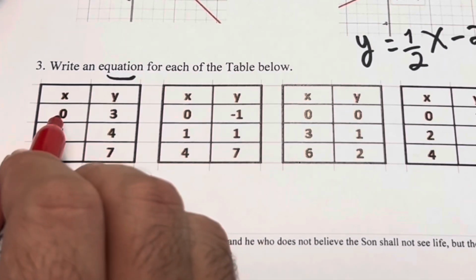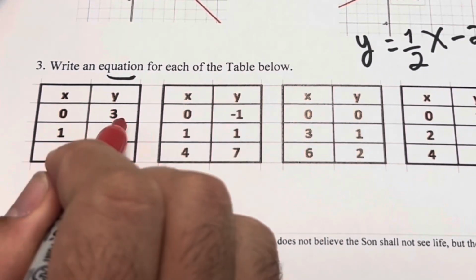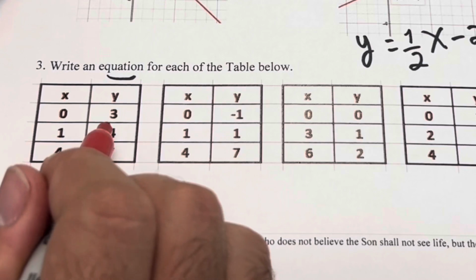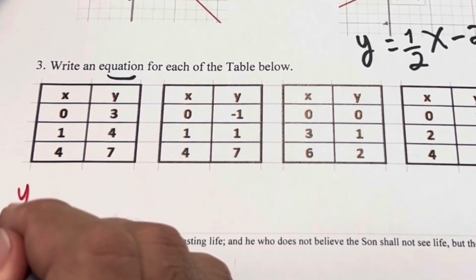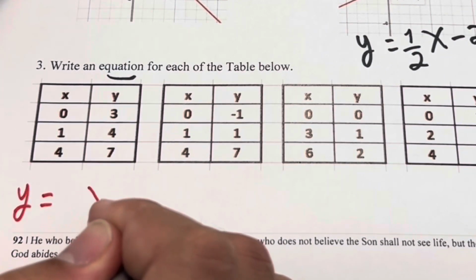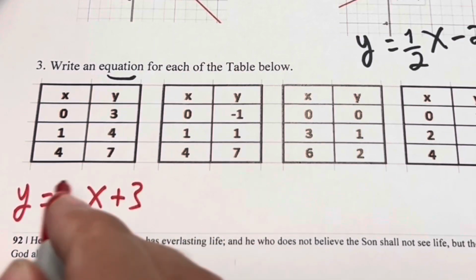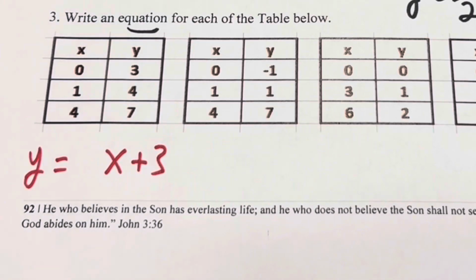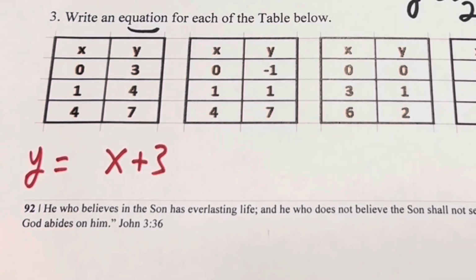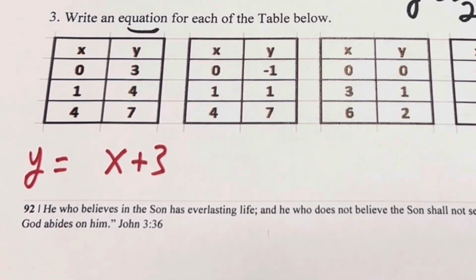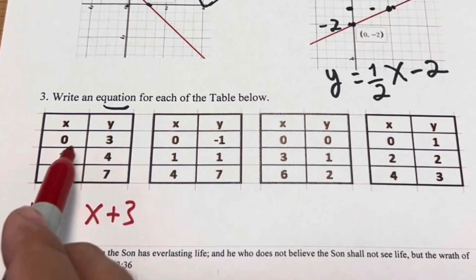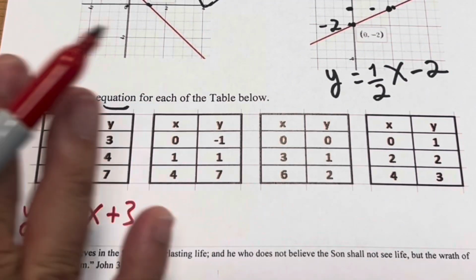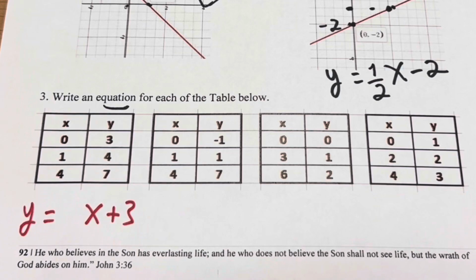For the first one, when you see a 0 in a table like this and a number, that number is the b, the y-intercept. So the first equation is y equals something x plus 3. This something is the slope, and we need to find it. We can find it with a formula. Remember, we did it in other videos: y2 minus y1 over x2 minus x1. Or we can try to find a pattern or a variation.